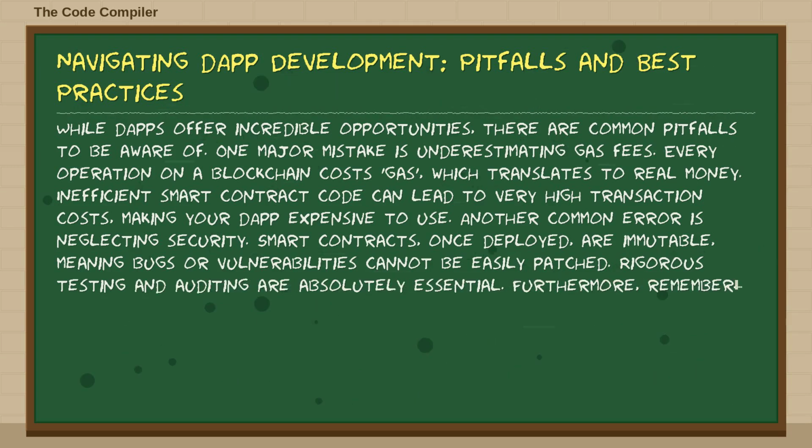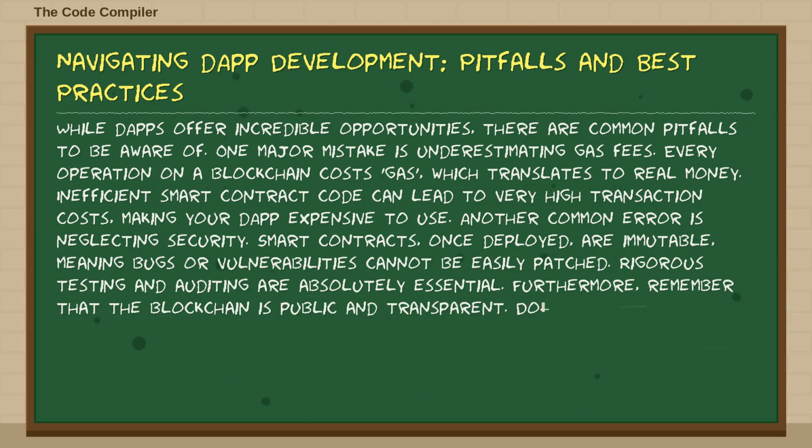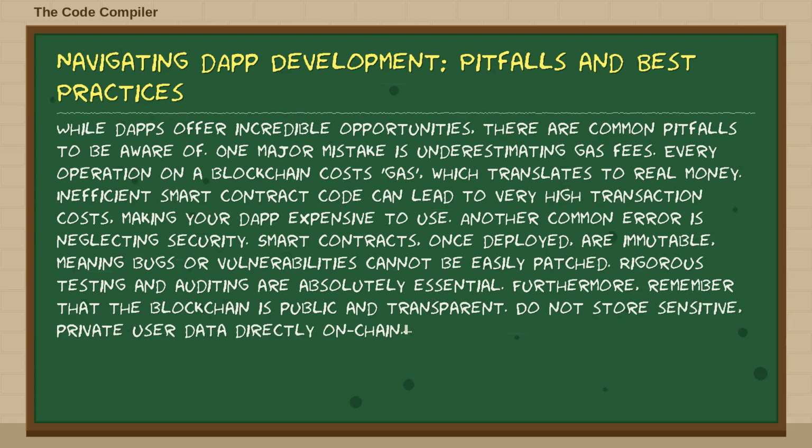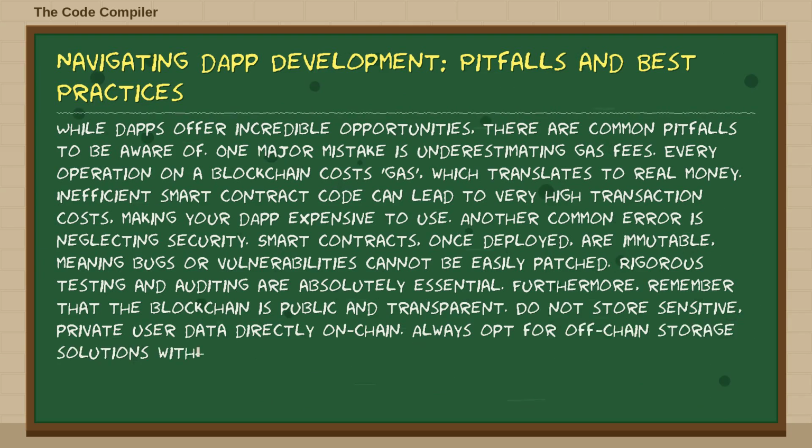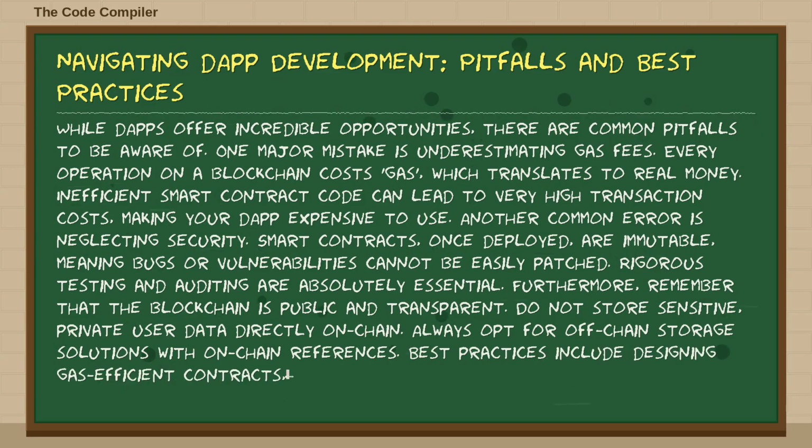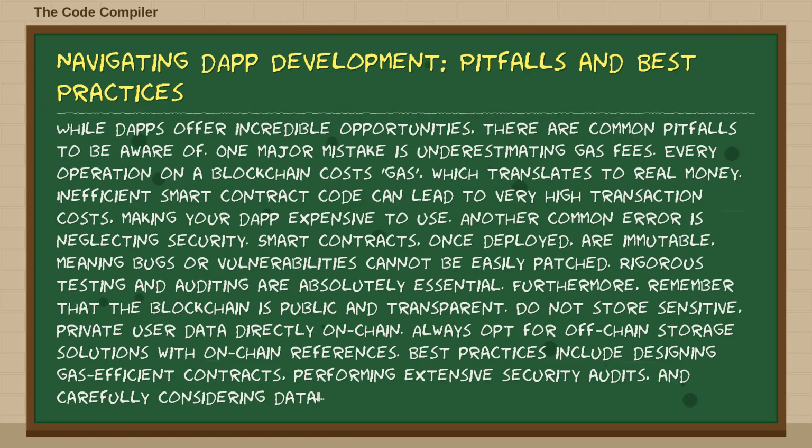Furthermore, remember that the blockchain is public and transparent. Do not store sensitive, private user data directly on-chain. Always opt for off-chain storage solutions with on-chain references. Best practices include designing gas-efficient contracts, performing extensive security audits, and carefully considering data privacy by leveraging hybrid architectures that combine on-chain and off-chain components.